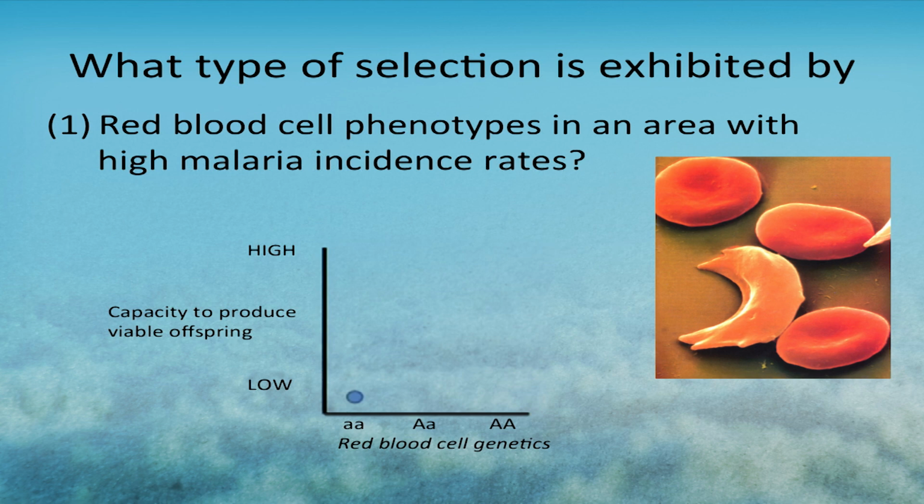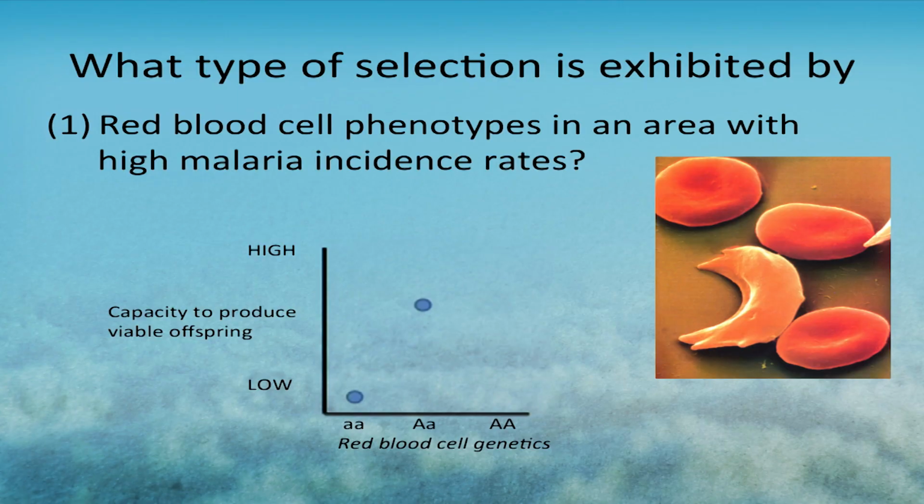The intermediates do have some health problems, but they are resistant to malaria. So they don't get malaria, or not easily, and so they tend to survive that, and they are capable of producing viable offspring. So we would say their fitness is medium to high.